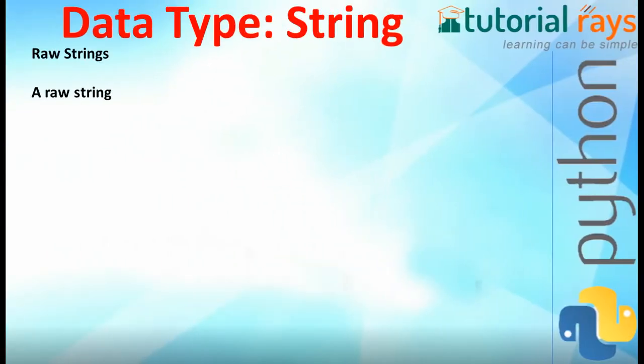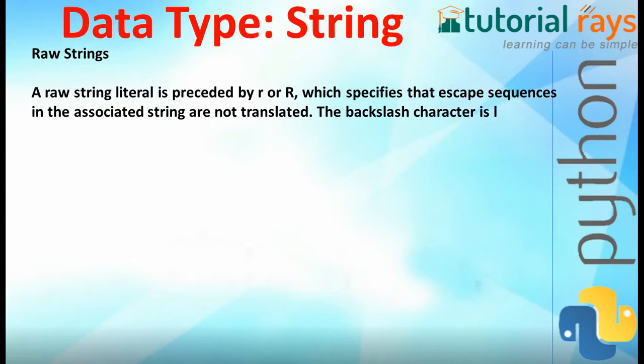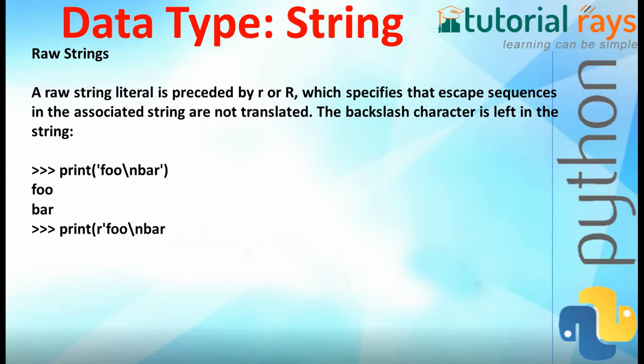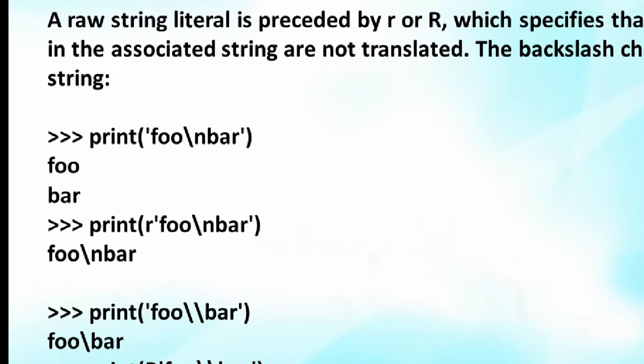Now we are going to discuss raw strings. A raw string literal is preceded by r or capital R, which specifies that escape sequences in the associated string are not translated. The backslash character is left in the string. For example, print foo backslash n bar, so it will display foo and bar on separate lines. But in the second case, if you provide R here, in that case it is not translated into a new line, it will display as it is. So let's see with an example.